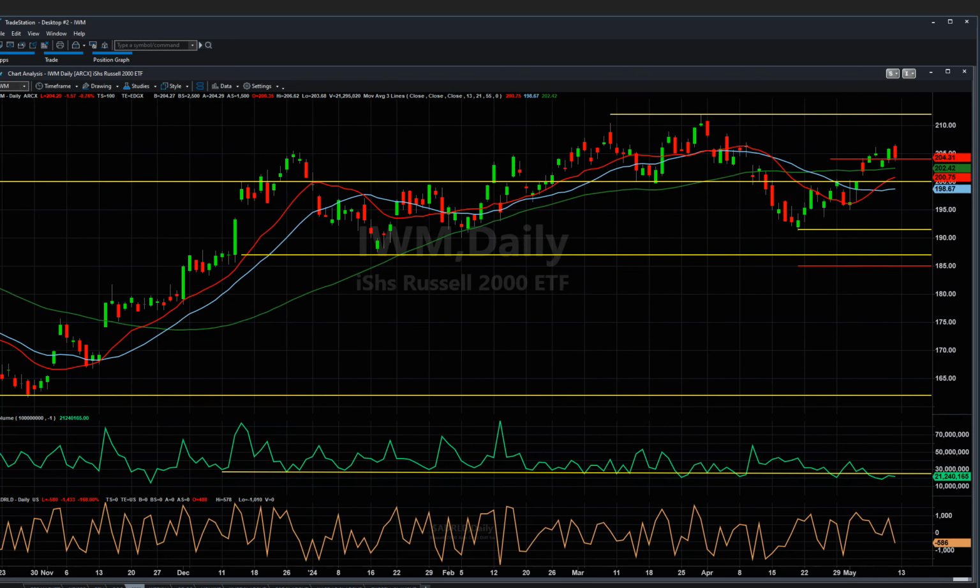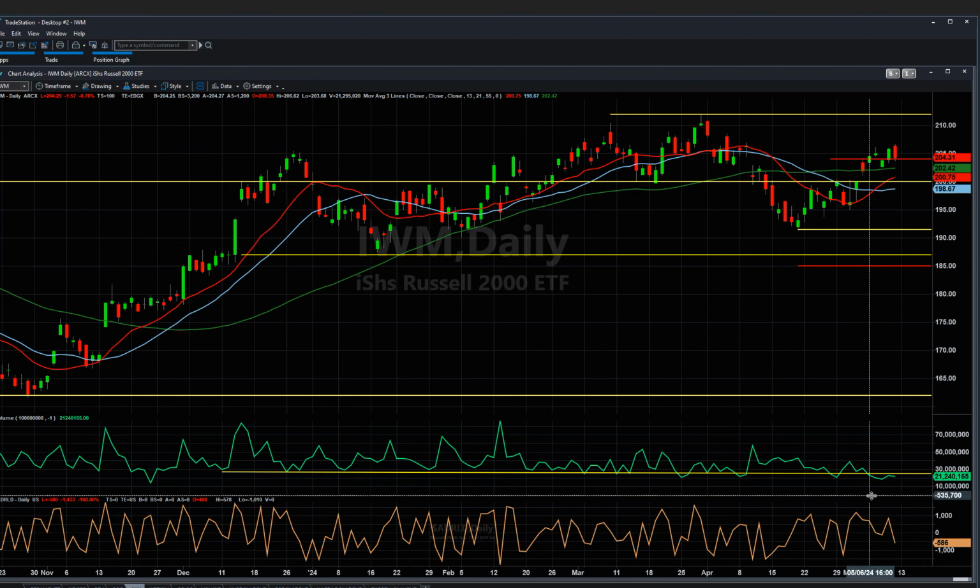In terms of the Russell, you can see the Russell is doing the same thing. I projected it to come in right around the 204, 205 area for the equality between legs 3 and 1, and exceeded it slightly. But you can see the rotational pattern the IWM has been in for quite some time as well. Volume collapsing, Russell breadth collapsing also.